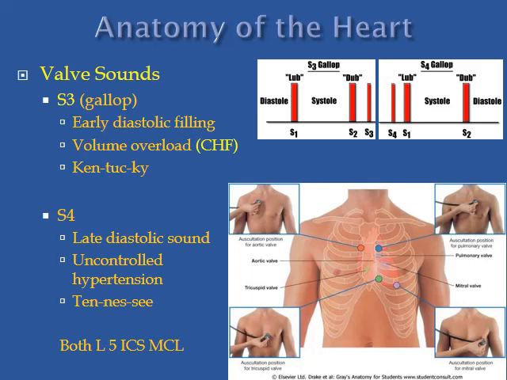S4 sounds like Tennessee, Tennessee. So we got Tennessee, Tennessee, where S3 was lub-dub-dee, lub-dub-dee. S4 is Tennessee, Tennessee. So the more you listen to your patient's heart sounds in clinicals, the better you'll get at hearing abnormal sounds like S3 and S4.